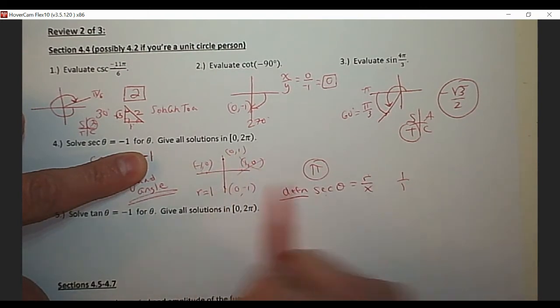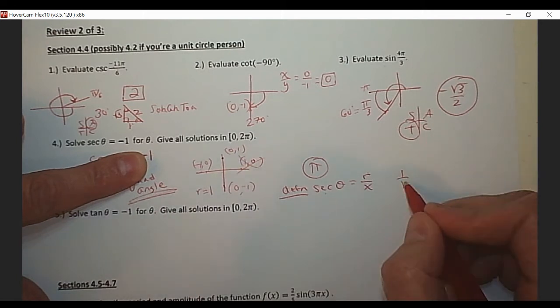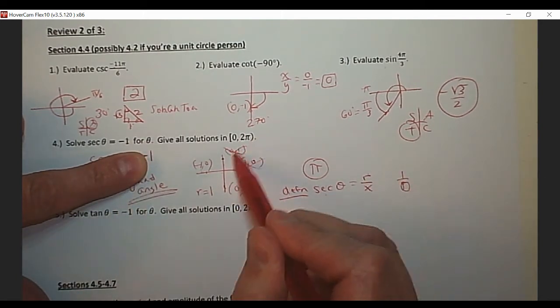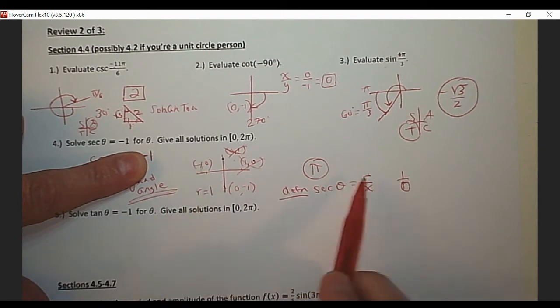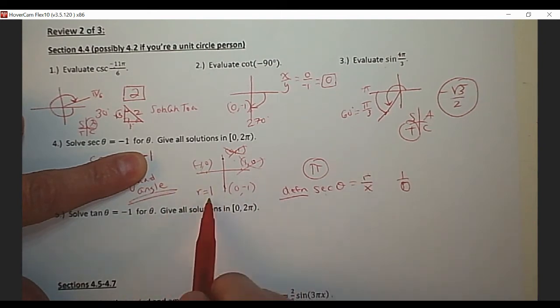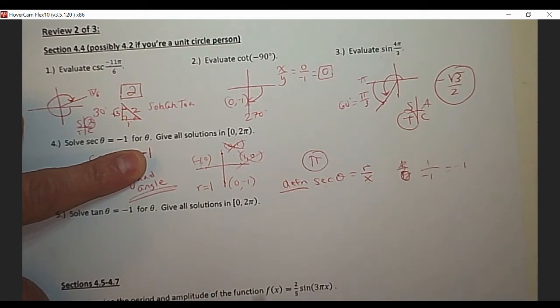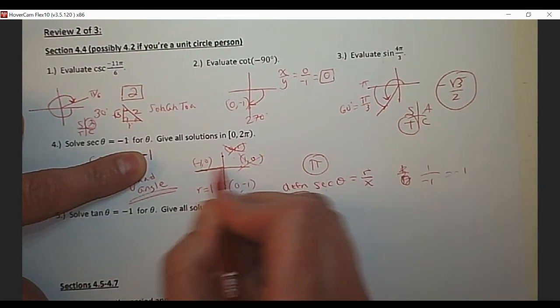And then if I do r over x, that's 1 over 0, which would be undefined. That's not a match. But if I go out here and try r over x, the r is 1, the x is -1, and that's going to give me the -1 that I wanted. So the answer is pi.